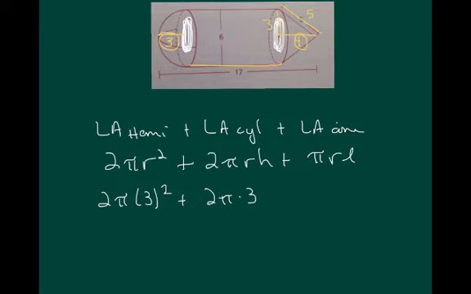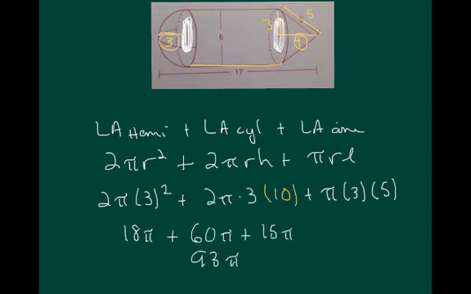So that means that the height of my cylinder is going to be 17 minus 7, or 10. And then I'm going to add on the lateral area of the cone, which is pi times 3 times the given slant height of 5. All this works out to be a total of 93 pi.